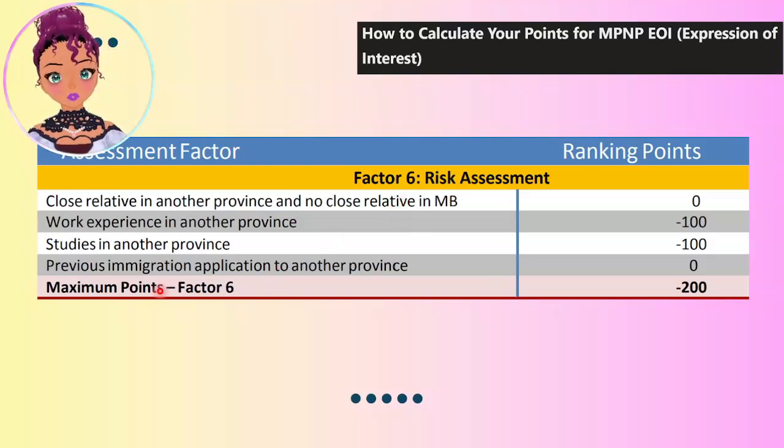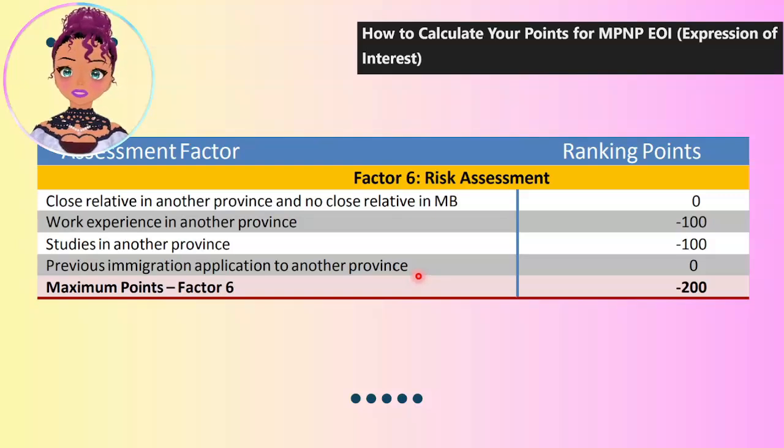If you have close relative or if you had previous immigration application to another province, then you won't lose any points, but you also don't gain any points. And remember, you have to be truthful. If you were asked, you must be truthful because they can know if you misrepresented.